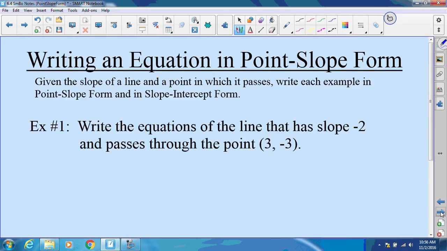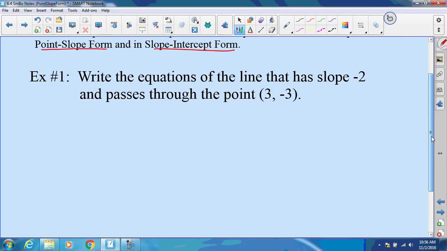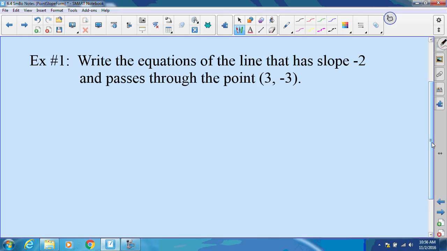All right, so the first example is what we're going to do is given the slope of a line and a point in which it passes, we're going to write each of these in point slope form and slope intercept form. So we're going to practice both forms, point slope and slope intercept. Okay, so I'm going to circle the things that we have. We have a slope of -2, so I'm going to write that down. So our m is -2, and it's passing through the point (3, -3).